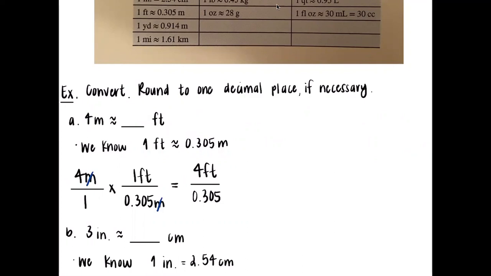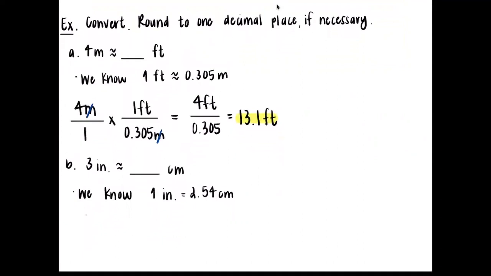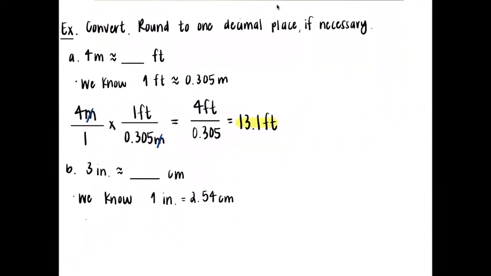And remember, you will need to know how to do division and multiplication if needed. So you may want to go back to a few chapters earlier. In this case, 4 divided by 0.305 ends up becoming 3.1 feet. Again, we only have to round to one decimal place. So this is our final answer. And of course, if you have any questions on the division, please let me know.